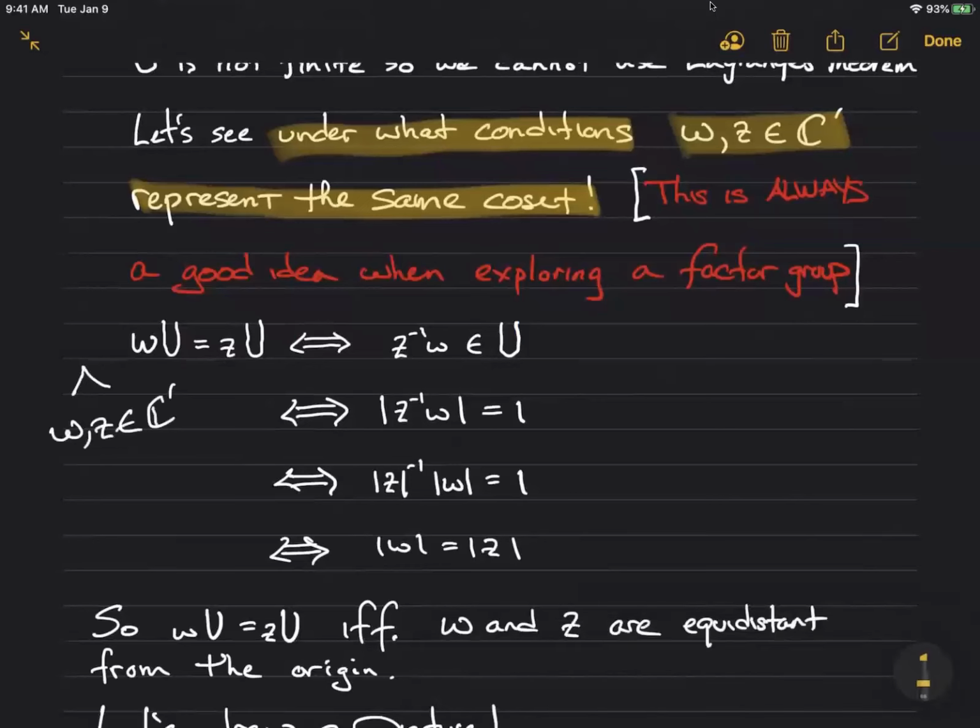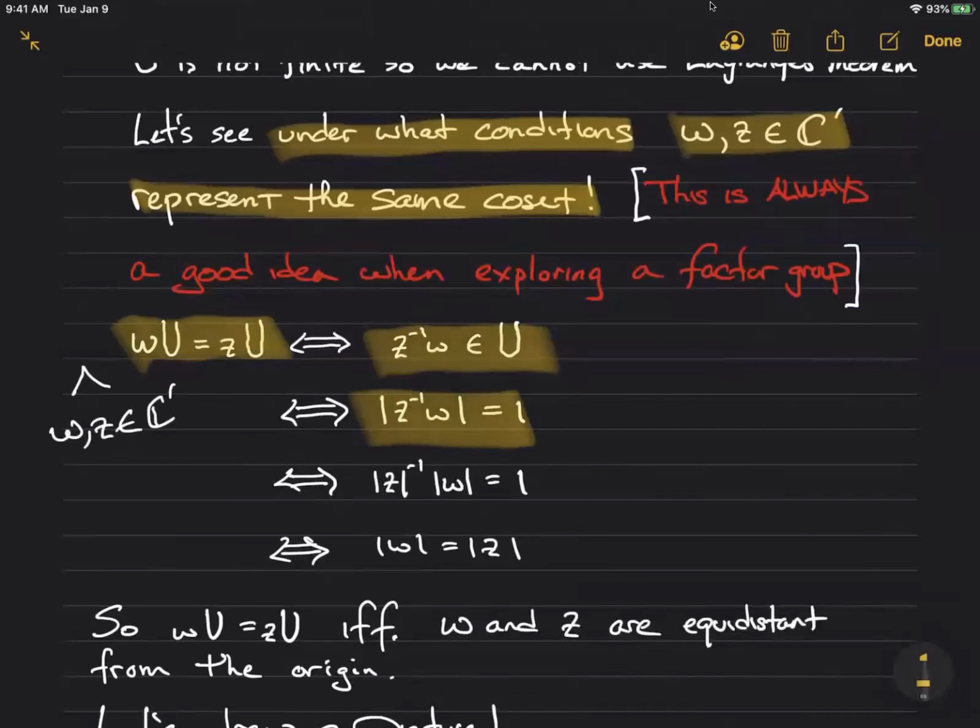And then I'm asking, well, when are the cosets that contain them the same? Well, the first answer is kind of always the same. It's the definition of coset equality. It's when the product of the inverse of one of those things with the other is in the subgroup. And here that subgroup is the set of elements of length 1. And so that means this thing has length 1.